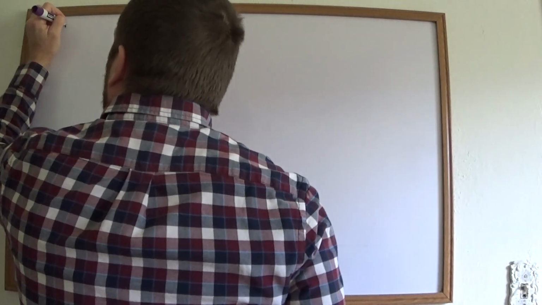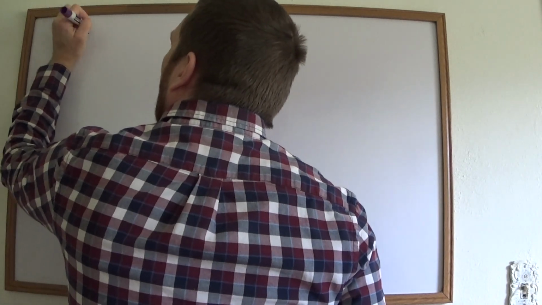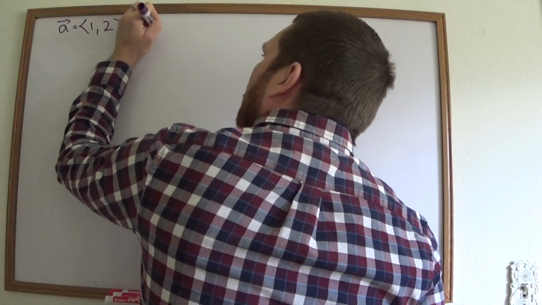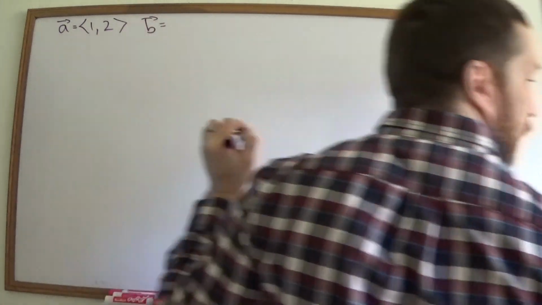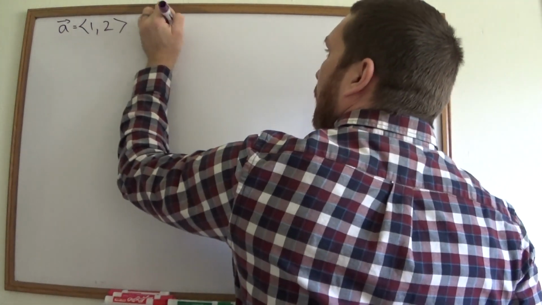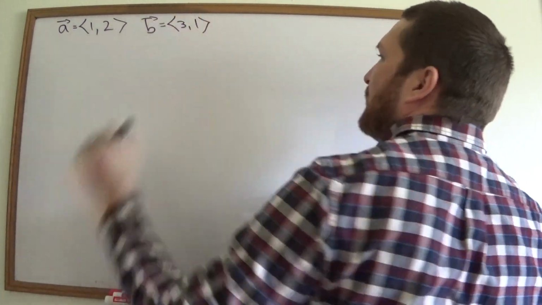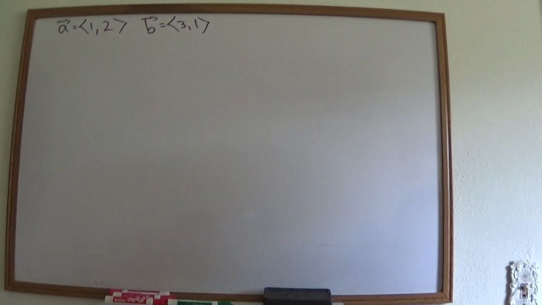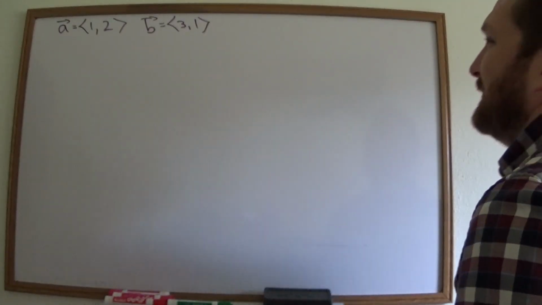So, okay, here we go. Let A equal 1, 2. And let B equal 3, 1. Now we're going to do a bunch of things with these two vectors. First thing, what's A dot B?